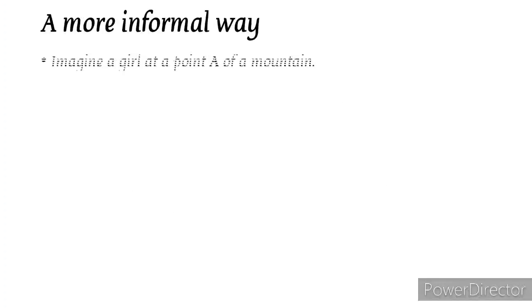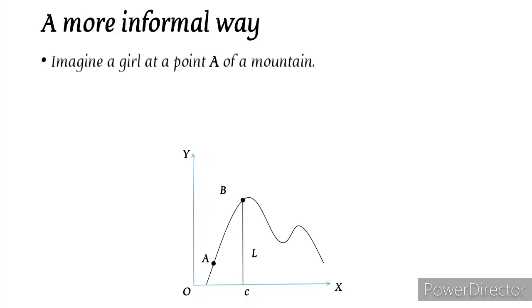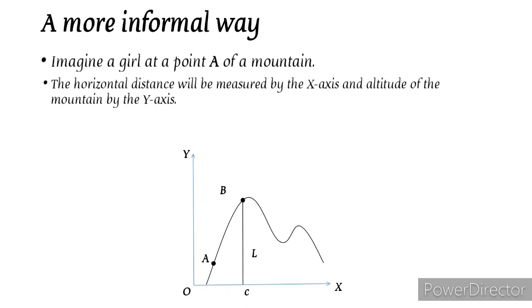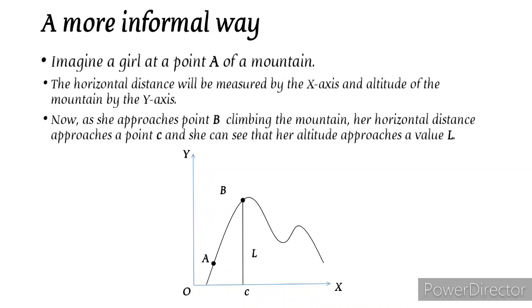Now, imagine a girl at a point A of a mountain, as shown in the diagram below. The horizontal distance will be measured by the x-axis, and the altitude of the mountain by the y-axis. Now, as she approaches point B climbing the mountain, her horizontal distance approaches a point C. She can see that her altitude approaches a value L.